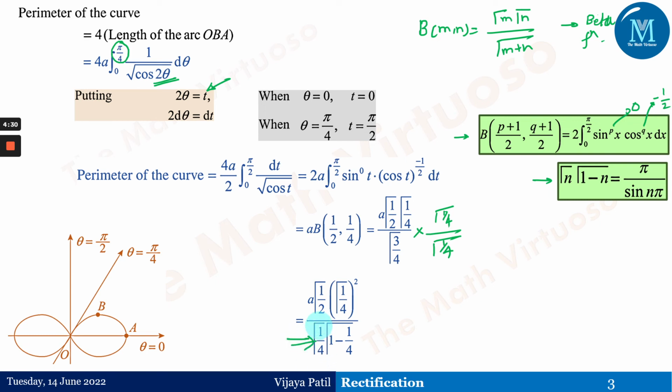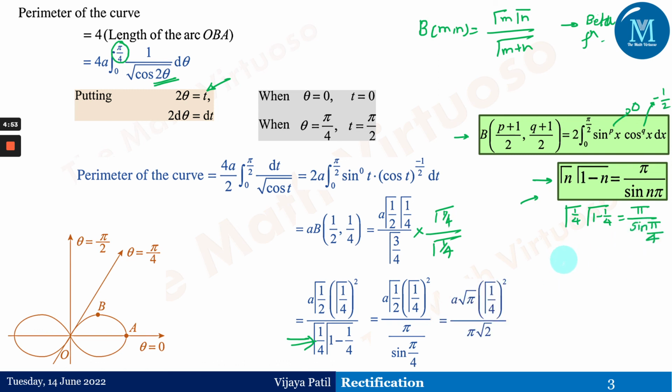Check the denominator. The denominator is gamma of 1/4 into gamma of 1 minus 1/4, which, using this formula, equals π upon sin of π/4, because the value of n is π/4, we'll be getting this value. But sin of π/4 is nothing but 1 upon the square root of 2, which gives us this. And if you go on solving it, we will be reaching this answer, which is a upon the square root of 2π times gamma of 1/4 the whole squared, which is the perimeter, or the length of the entire lemniscate or 8 curve of this particular equation.